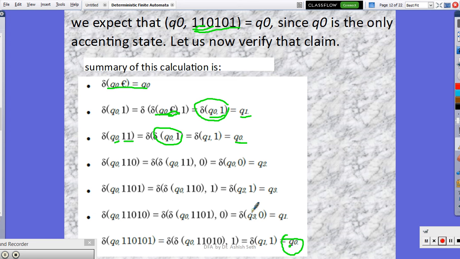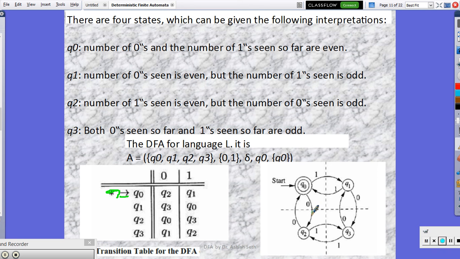Now let us suppose that after doing the last step, when we read this last 1, we reach either Q1 or Q2 or Q3, then we can easily say that this string is not accepted, because in our transition diagram this is the only final state. So any string that reaches this state is called acceptable.